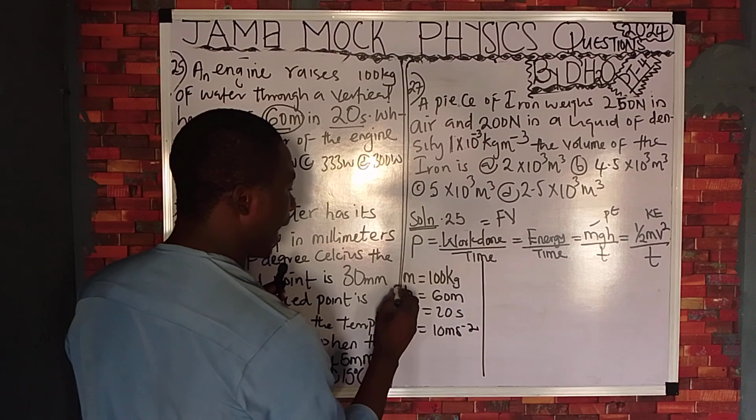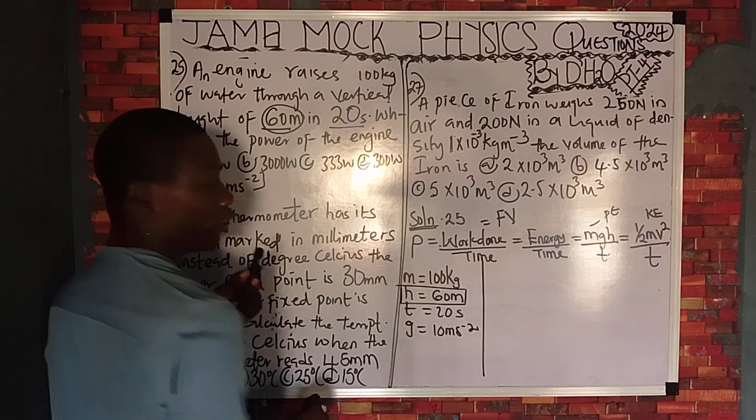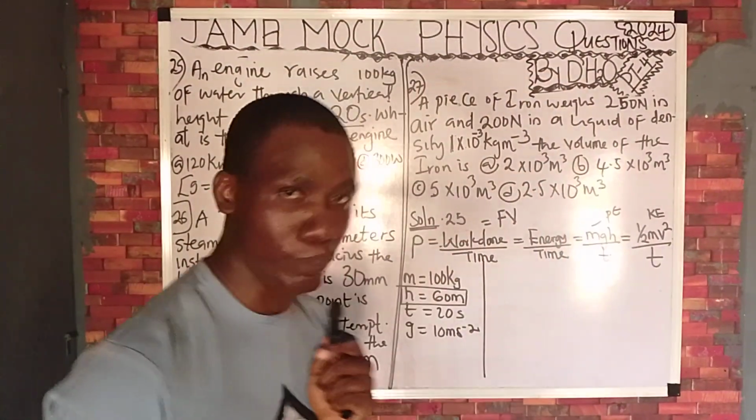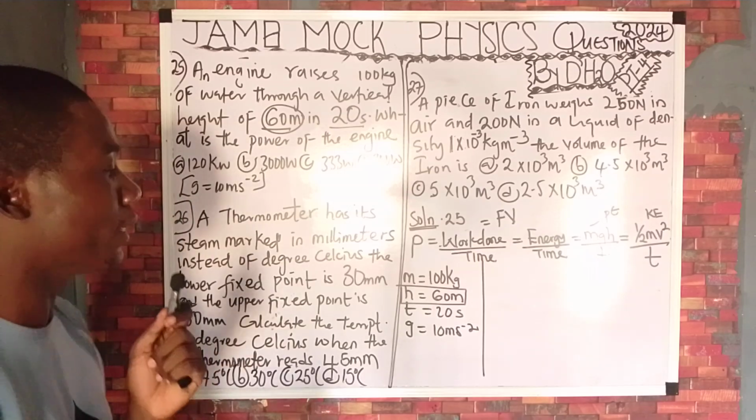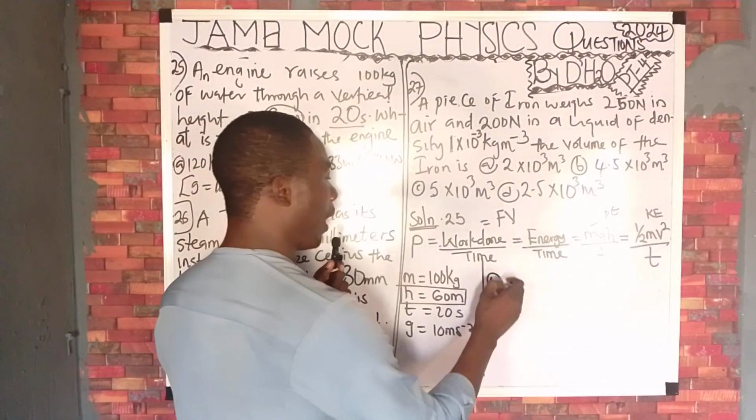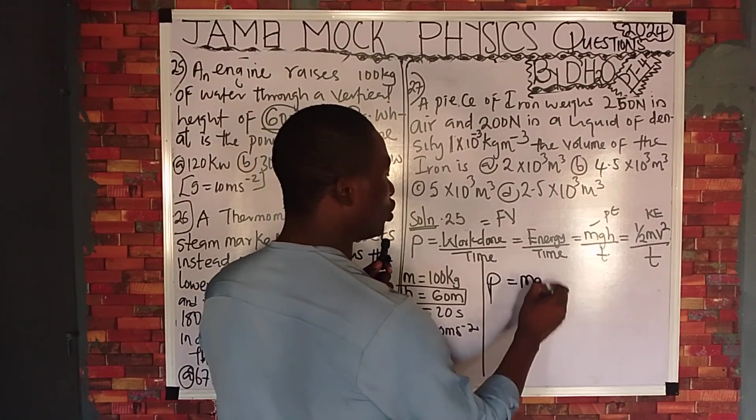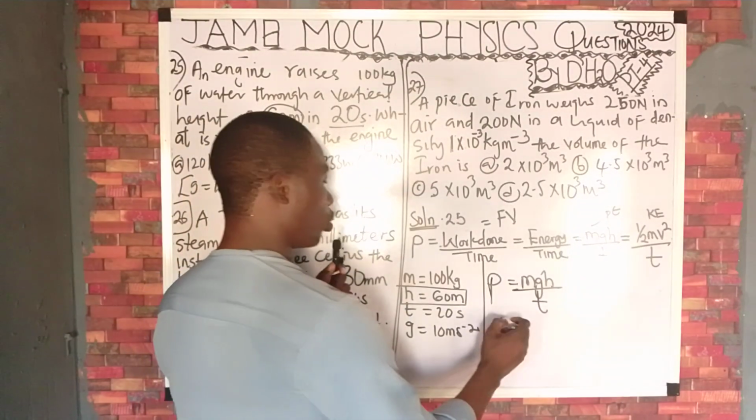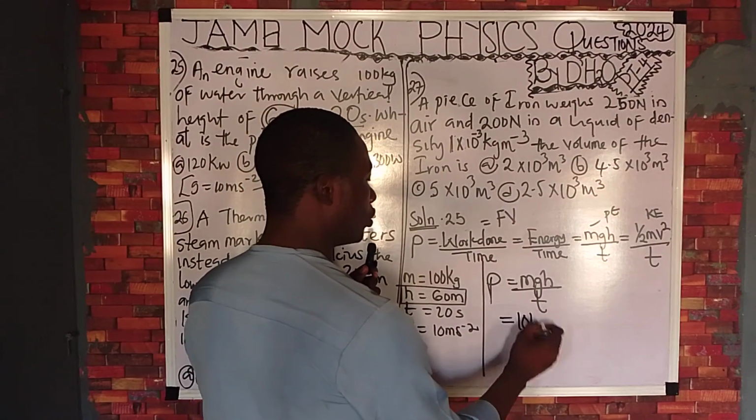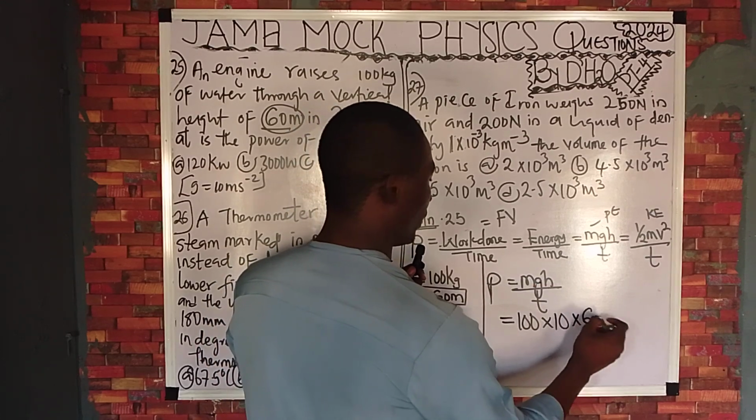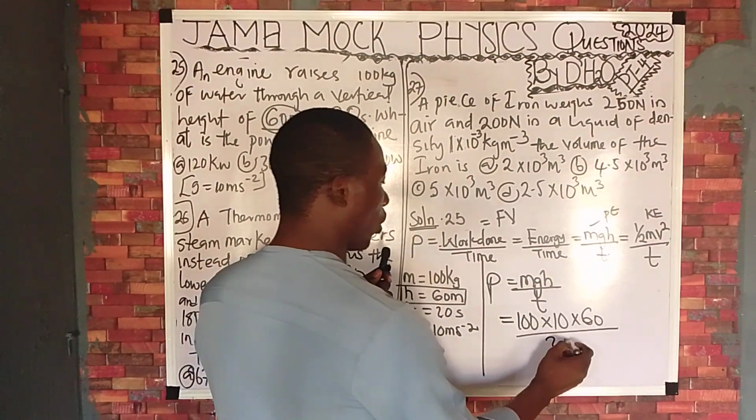Now, if they measure height and you are looking for power, it will be potential energy over time. But if they measure speed and you are looking for power, it will be kinetic energy over time. So in this problem, power is equal to mgh over t because it's potential energy over time. So your power will be 100 times 10, which is your gravity, times your what? 60, all over time, which is what?